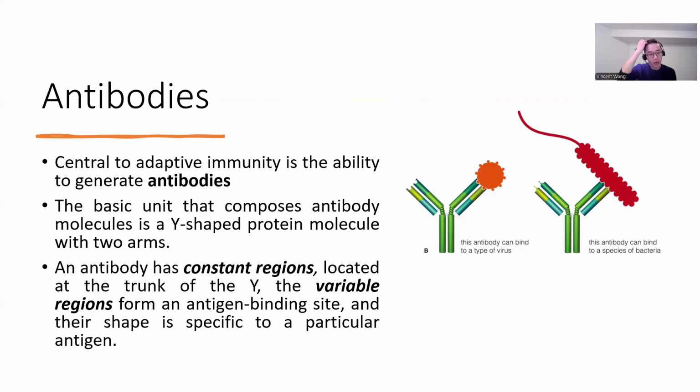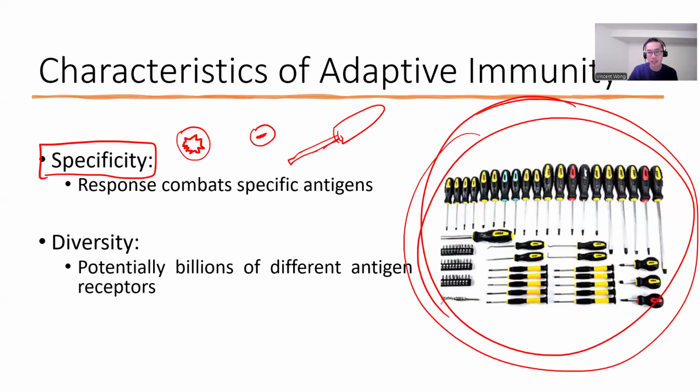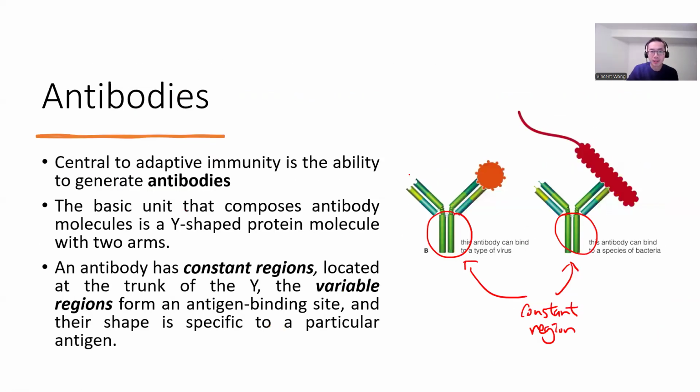And at the core of adaptive immunity is the ability to produce antibodies. Antibodies are proteins that are Y-shaped. It has a constant region, which is very similar to the handle of the screwdriver. All the handles are pretty much the same. And then there is the variable region out here. That's the part where it will bind to a foreign antigen.